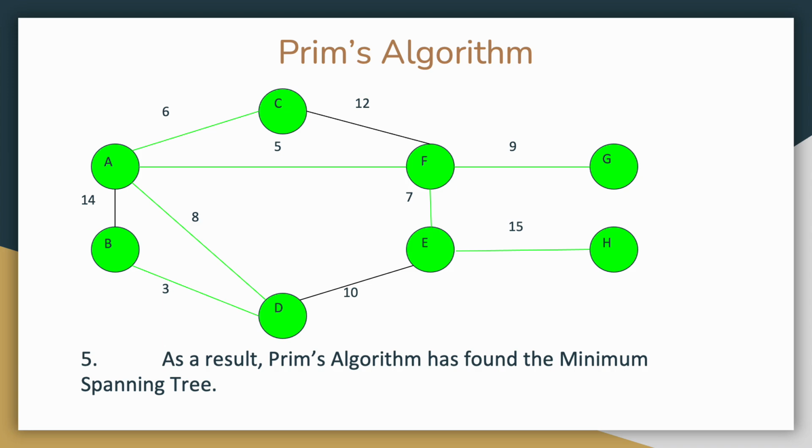As you can see, Prim's algorithm has successfully found the minimum spanning tree by visiting every new node via the lowest costing edge.